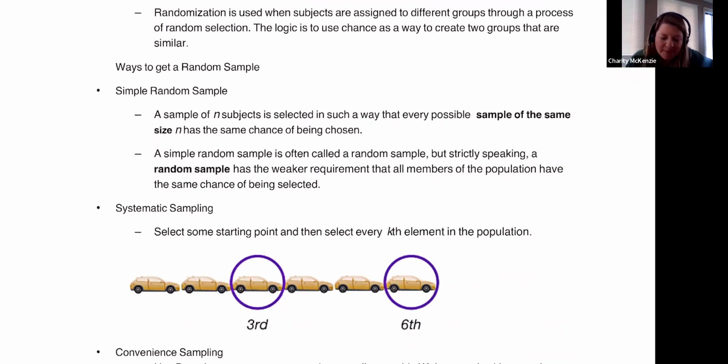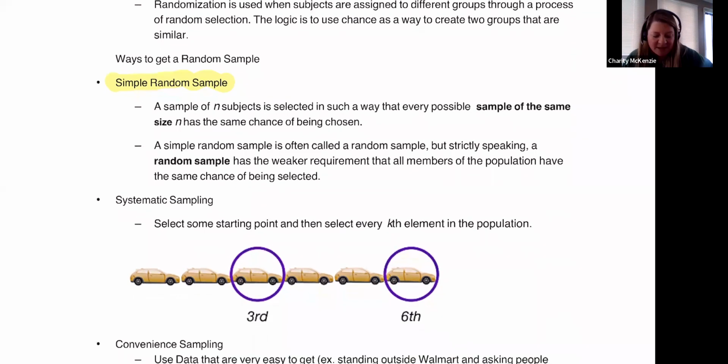Simple random sample. Okay. It is a sample of n subjects. We always use n for how many data, how many subjects, right? Our sample size, how many data we have. It is selected in such a way that every possible sample of the same size n has the same chance to be chosen. So we're just like, okay, it's simple random. Everybody has a chance to be chosen, and we're going to randomly choose you.